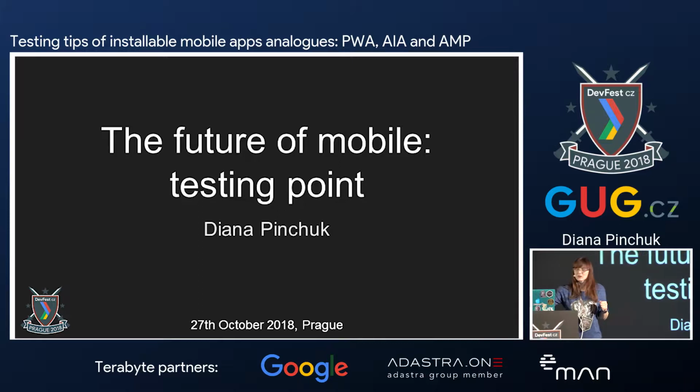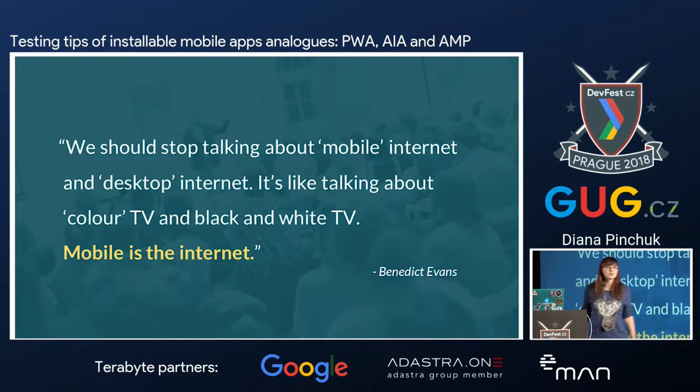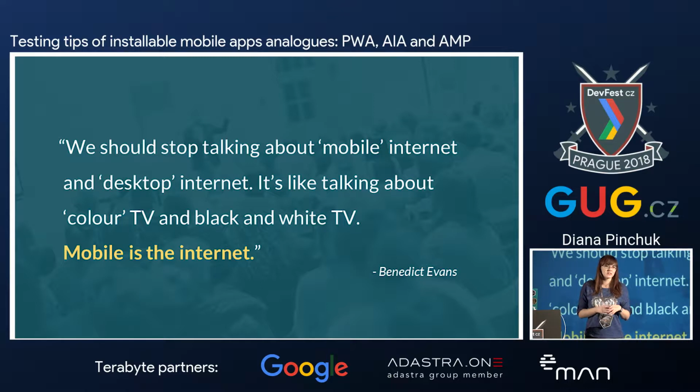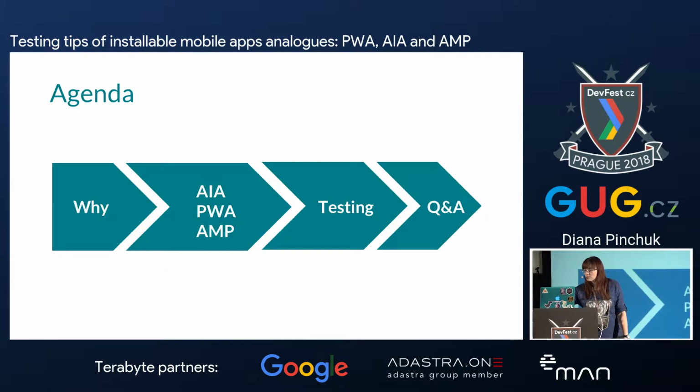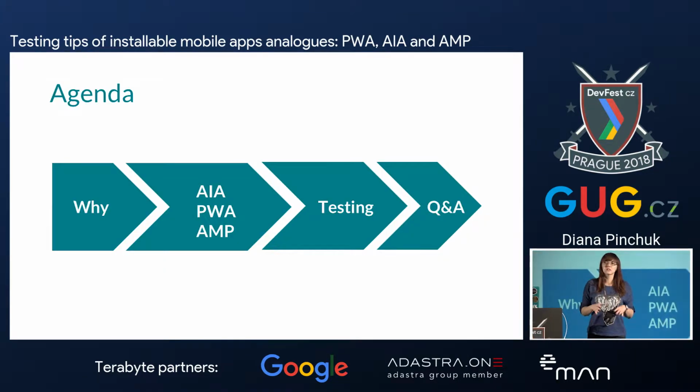So first I want to show you a quote about comparing web internet and mobile internet, like comparing color TV and black and white TV, because mobile is just the web now. And probably all of you will look at your phone once or twice, even during this presentation, even if you won't do it. Today we will talk about different analogues of installable mobile applications: Android instant apps, progressive web apps, and accelerated mobile pages. And we will talk about them from the tester point of view.